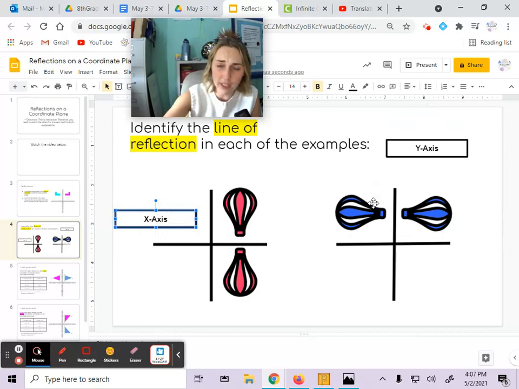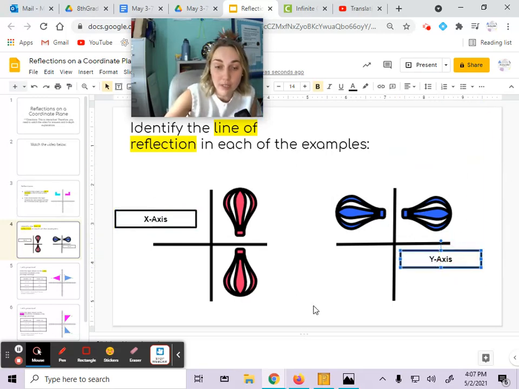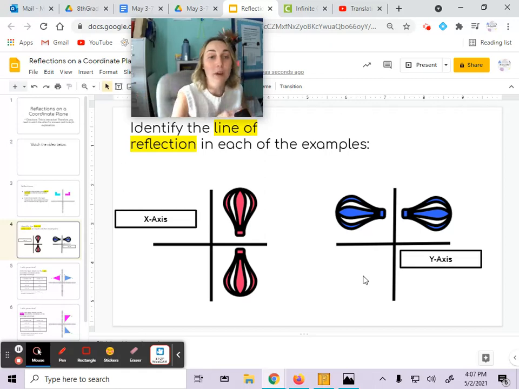Where this one over here, the hot air balloon is getting reflected over the y-axis, just like in our other example, okay? So I just wanted you to know the difference between flipping over the x-axis and flipping over the y-axis. And you'll start seeing a trend from moving something over the y-axis as you would the x-axis, okay?